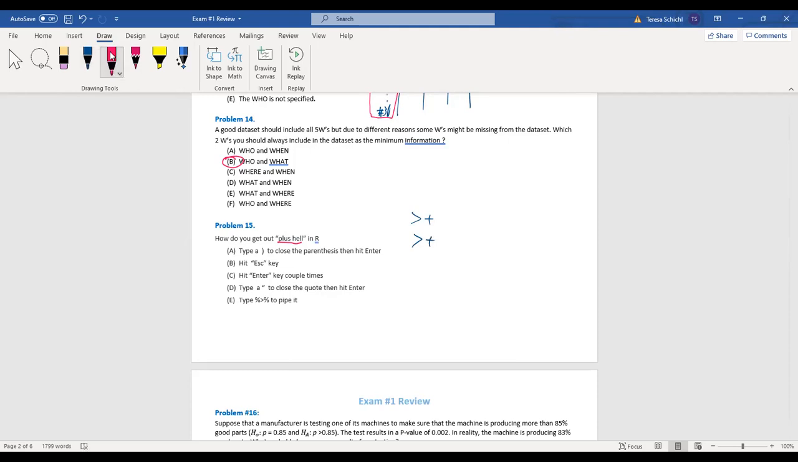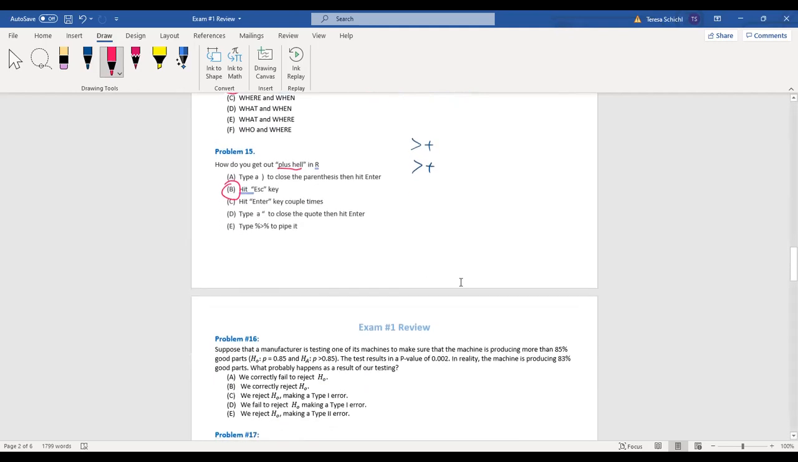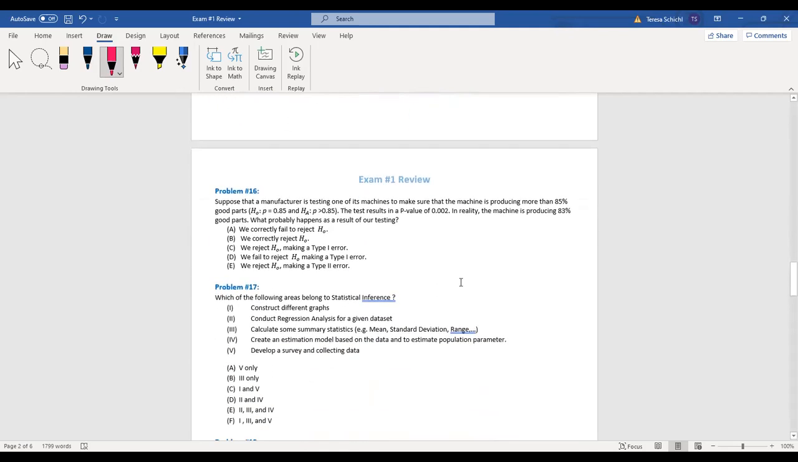So, from the R video, we said, how do we get out? We hit the escape key, right? So let's escape the plus here. Okay, number 16 is here.